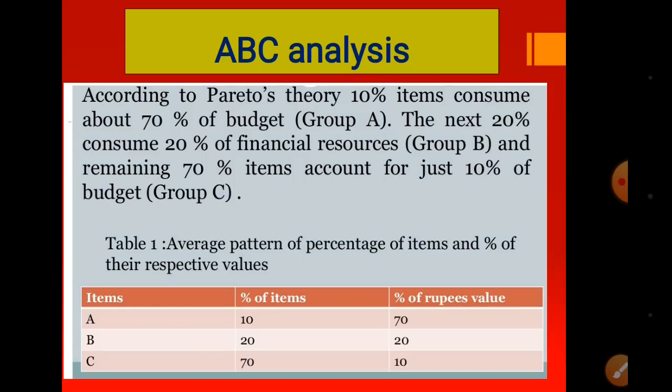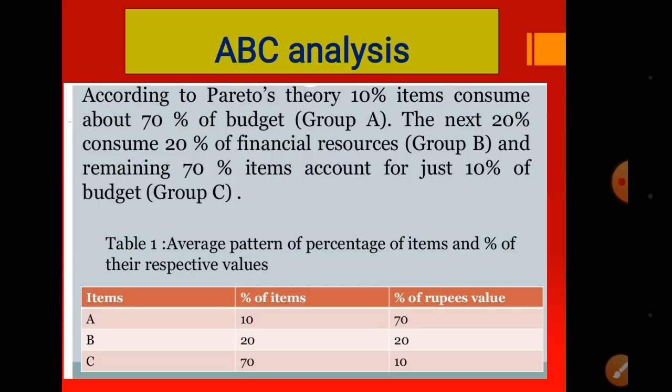According to Pareto's theory, 10% of items consume about 70% of budget. That is Group A. The next 20% consume 20% of financial resources, that is Group B, and the remaining 70% of items account for just 10% of budget, that is Group C.